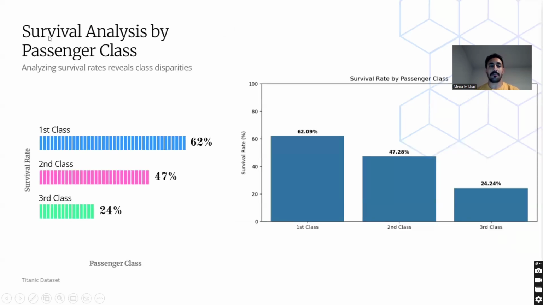And then the comparison by passenger class. I examined the survival rates by passenger class. The results showed a clear trend. 62% of first class have survived, while 47% of second class have survived, and only 24% of third class have survived. Passengers in first class, as we can see, had a much higher chance of survival than those in third class. This suggests that class played an important role in survival chances.